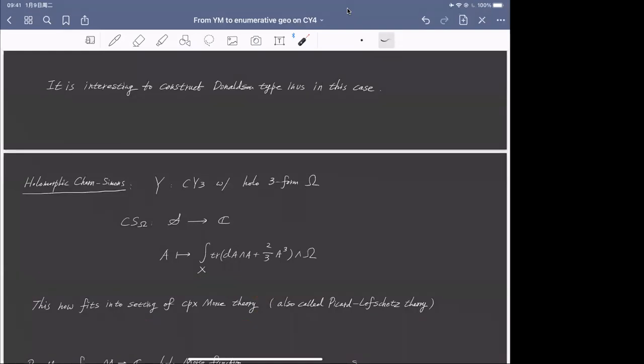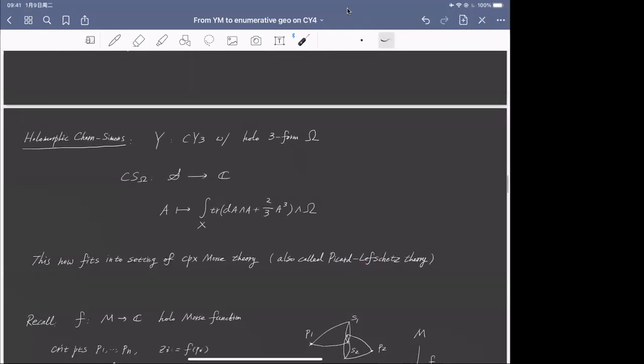So complex Morse theory was studied many years ago. The classical part goes back to Picard, maybe in the 19th century, and was also later developed by Lefschetz, maybe around 1924 or something. So this is usually called the Picard-Lefschetz theory. So let me very quickly recall what Picard-Lefschetz theory is.